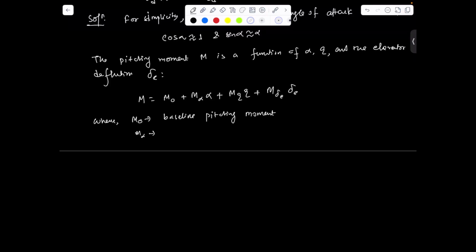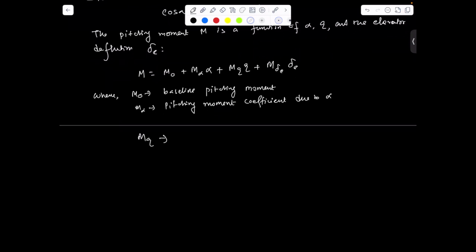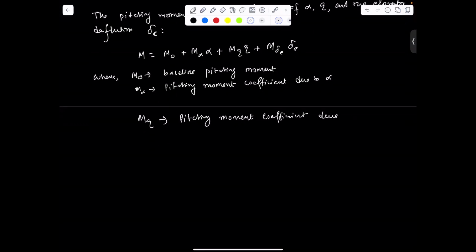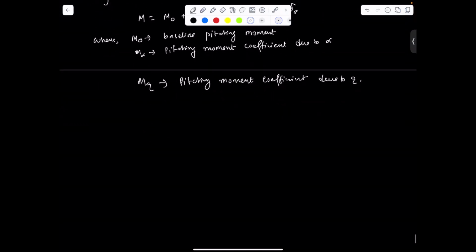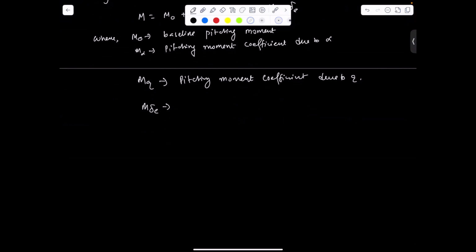And M alpha is the pitching moment coefficient due to the angle of attack alpha, and MQ is the pitching moment coefficient due to pitch rate Q, and M delta E is the pitching moment coefficient due to elevator deflection.